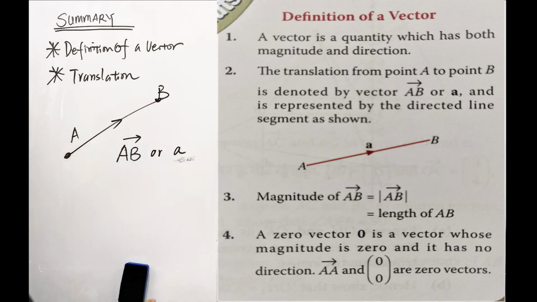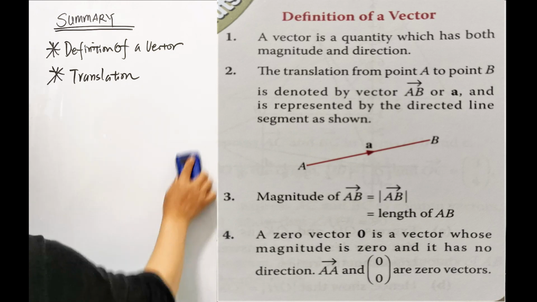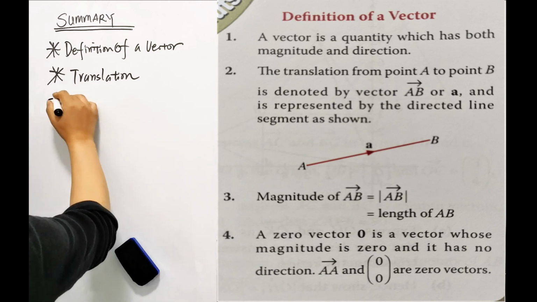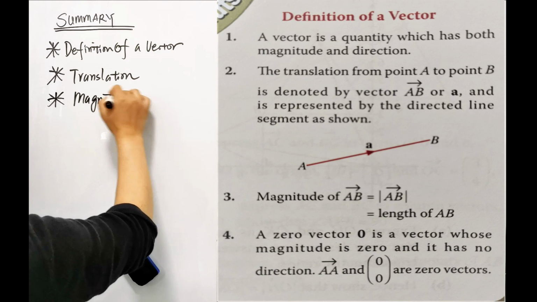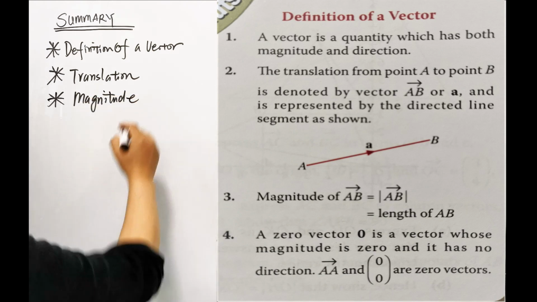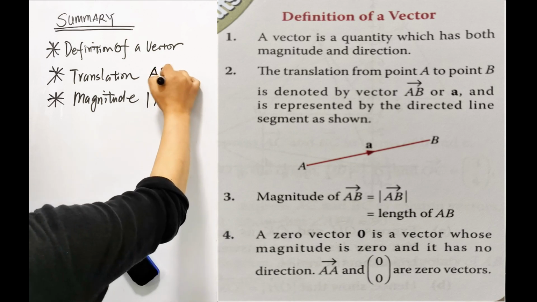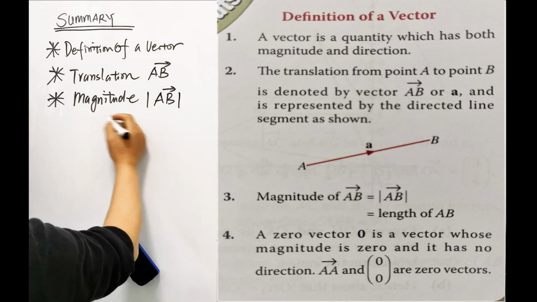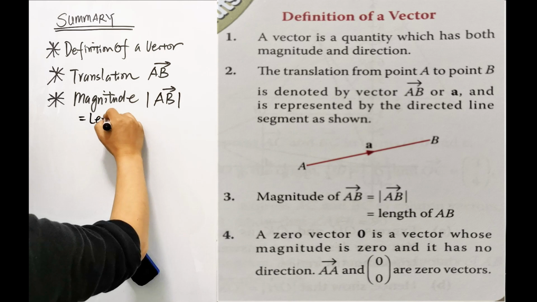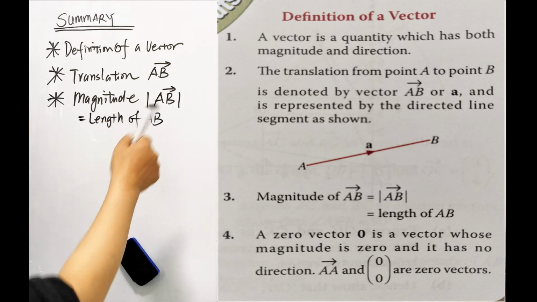The next one we talk about is magnitude. So what's the magnitude? Magnitude we can just express as the modulus of AB, right? So here we have put the 2 points. So from here we know that the magnitude of AB is actually the length of AB. So just look at here. So we can see from here.